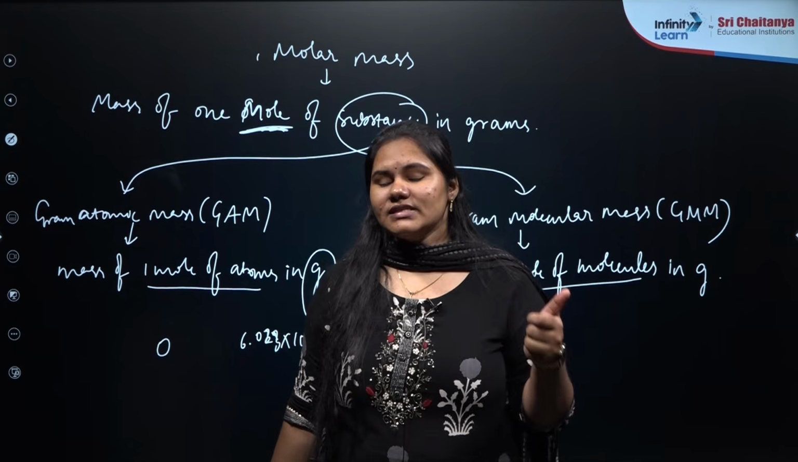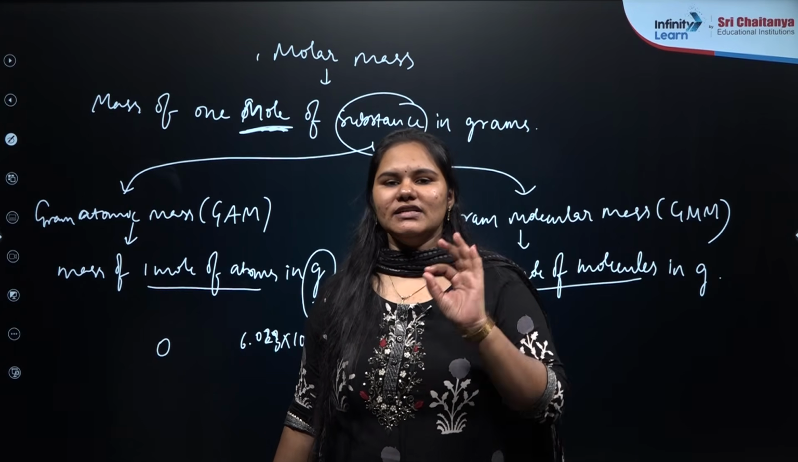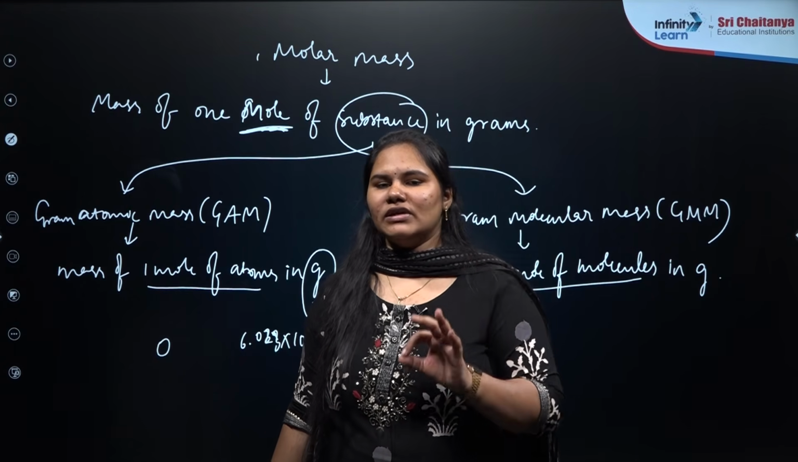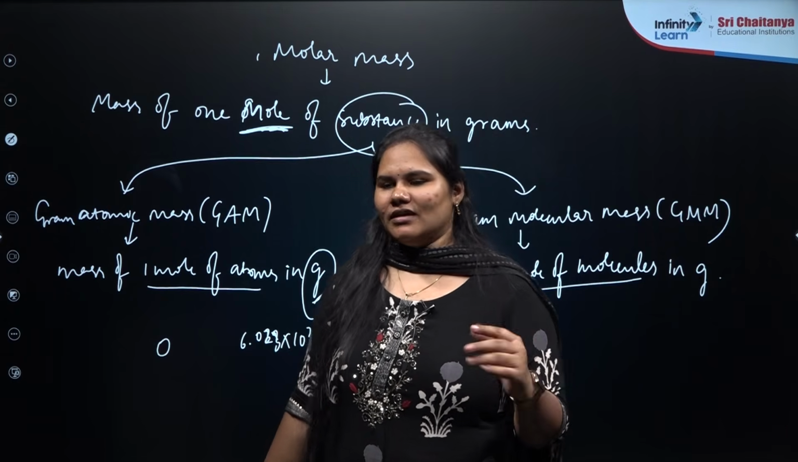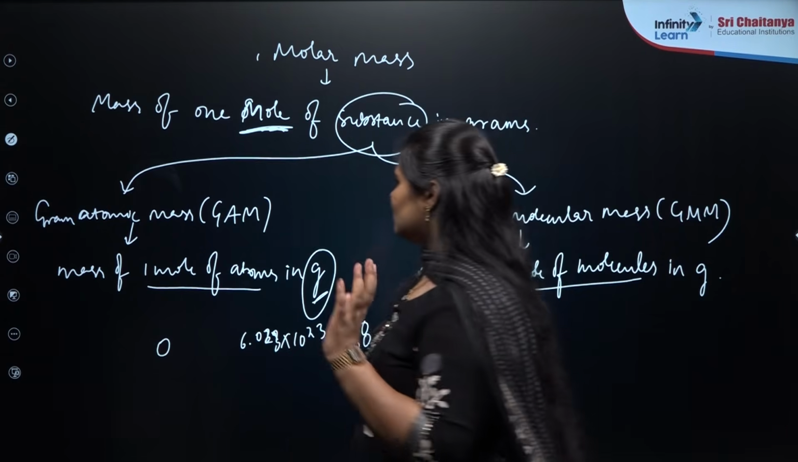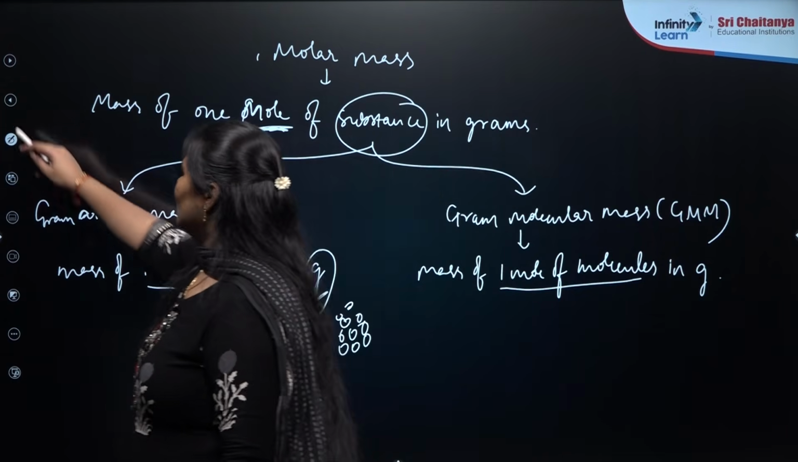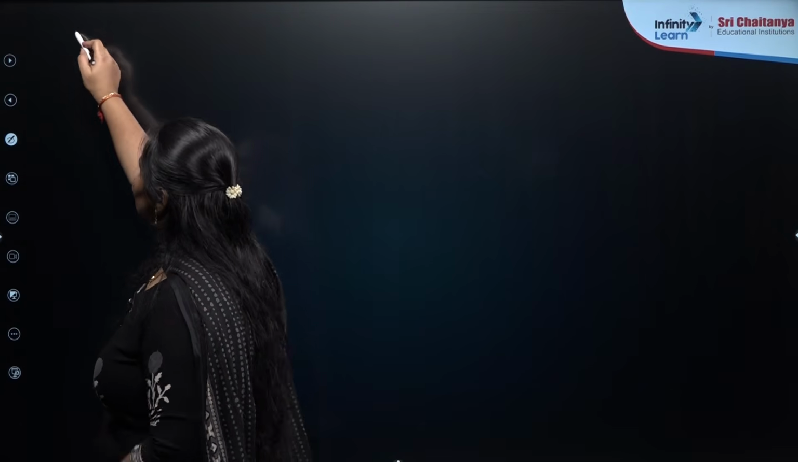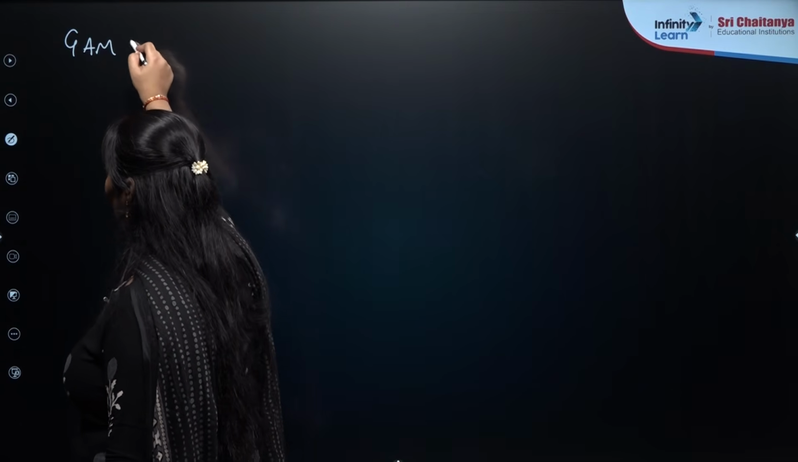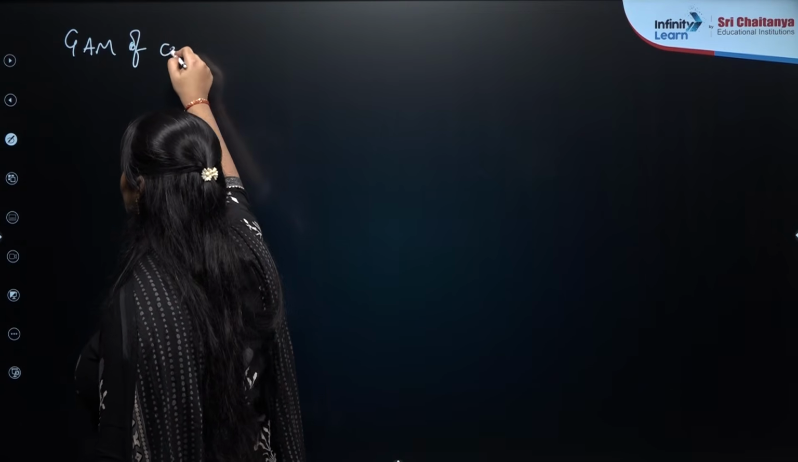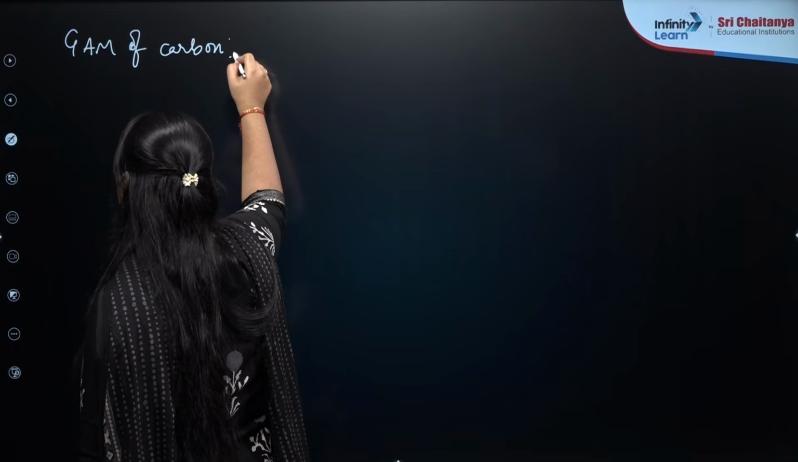That's why in physics and chemistry especially, units are very important. Without units, it's just maths only. Okay, so the number will be the same. So this is what molar mass is. So let me calculate the GAM of carbon only.